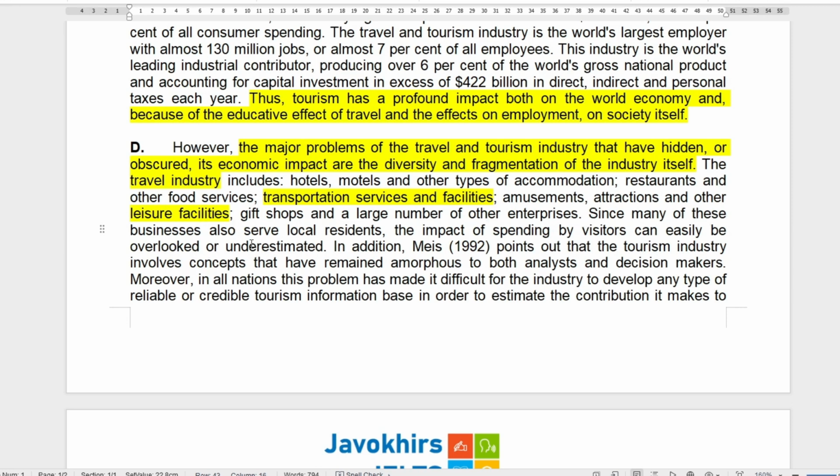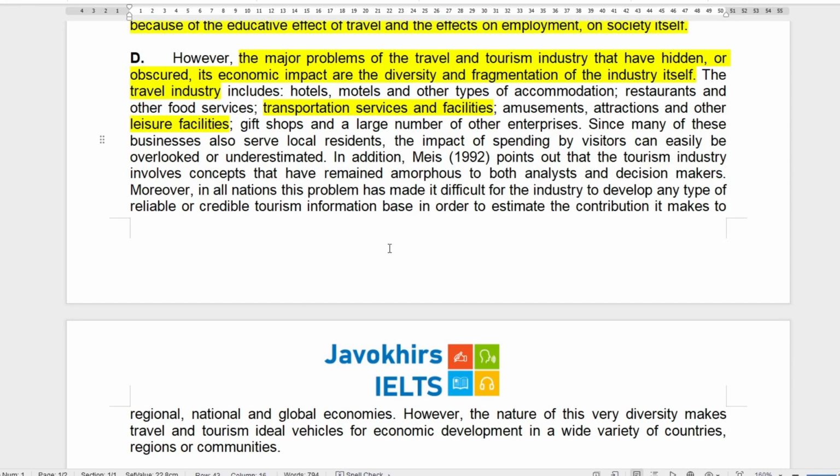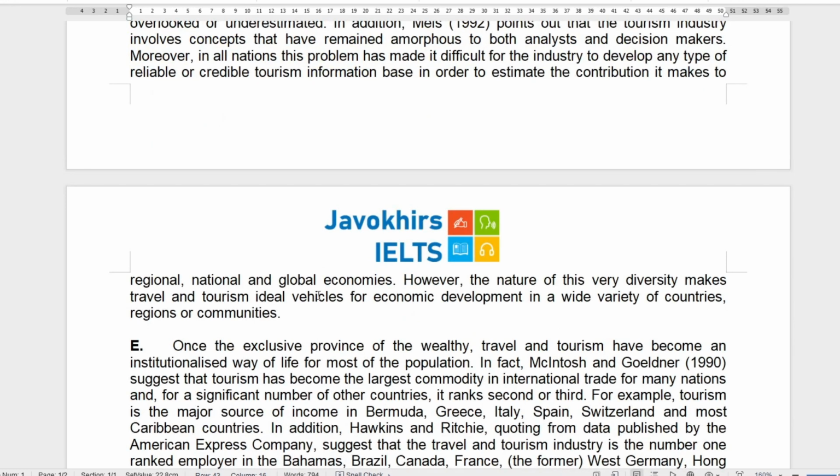Since many of these businesses also serve local residents, the impact of spending by visitors can easily be overlooked or underestimated. In addition, Mays 1992 points out that the tourism industry involves concepts that have remained amorphous to both analysts and decision makers. Moreover, in all nations, this problem has made it difficult for the industry to develop any type of reliable or credible tourism information base in order to estimate the contribution it makes to regional, national, and global economies. However, the nature of this very diversity makes travel and tourism ideal vehicles for economic development in a wide variety of countries, regions, or communities.